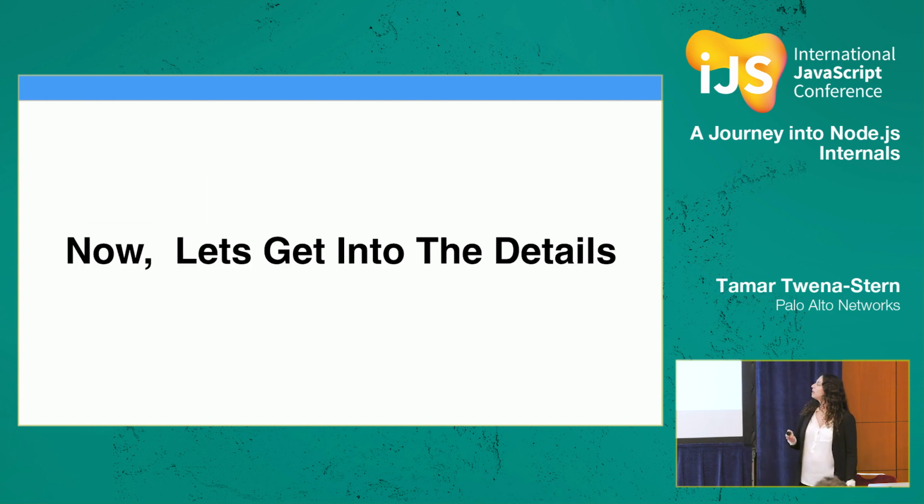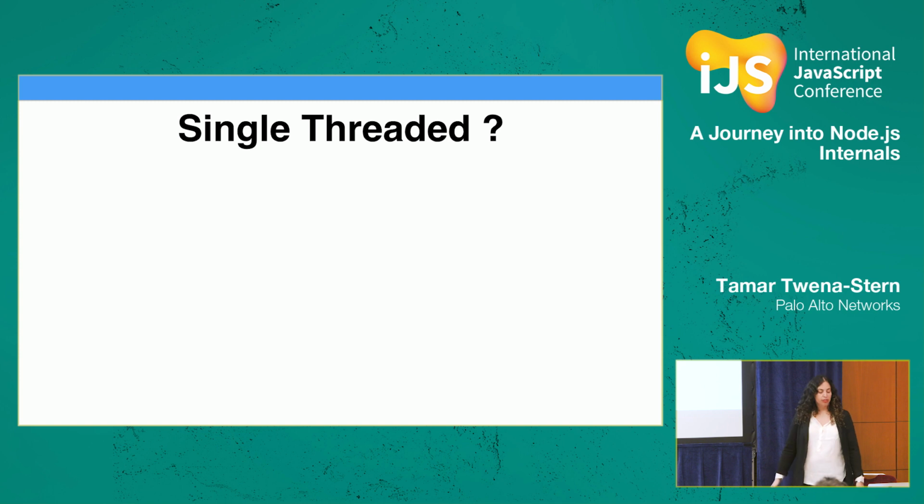Now, let's get into the details. After we've spoken about the event loop and the worker thread pool, I guess that all of you have heard many times the phrase single-threaded with event loop. So the question is, is the platform really single-threaded if we have an event loop and a thread pool?